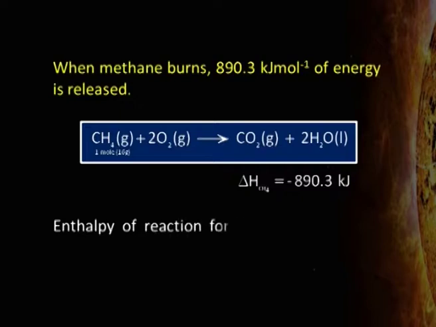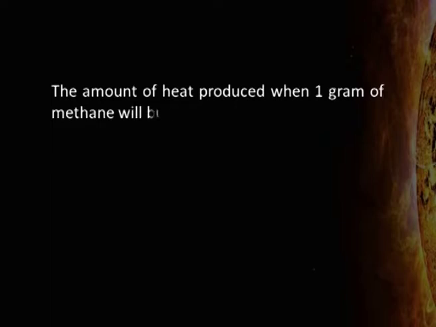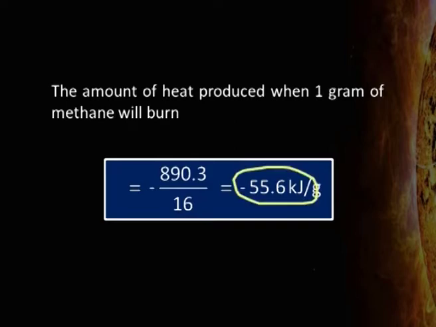Enthalpy of reaction for this reaction is also enthalpy of combustion for methane. As when 1 mole of methane burns, 890.3 kilojoule of heat is produced, the amount of heat produced when 1 gram of methane will burn will be equal to 890.3 divided by 16, which is equal to 55.6 kilojoules per gram. Hence, calorific value of methane is 55.6 kilojoules per gram.